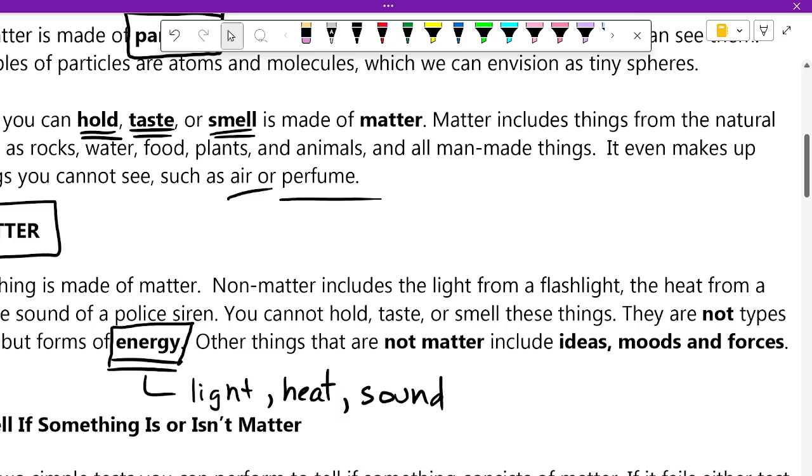What made that happen? The force of gravity. Gravity is a force that pulls everything towards the earth, yes? Great big mass. Is that matter? Is that force matter? No, okay? So energy, forces, ideas, and moods, all of those are non-matter.